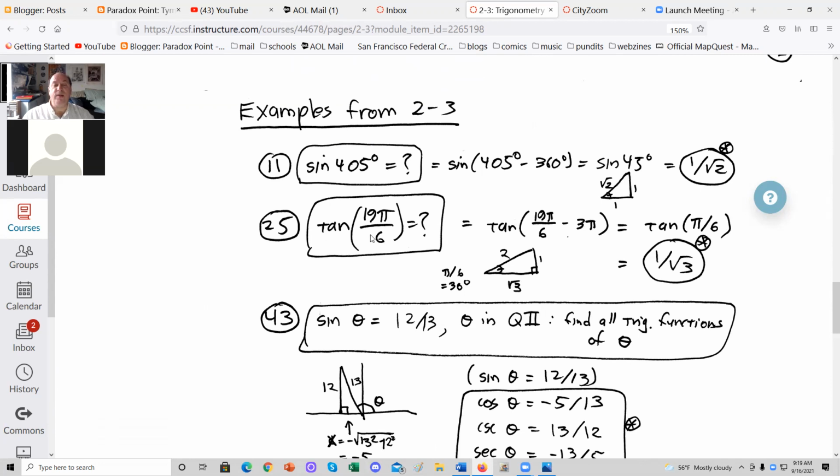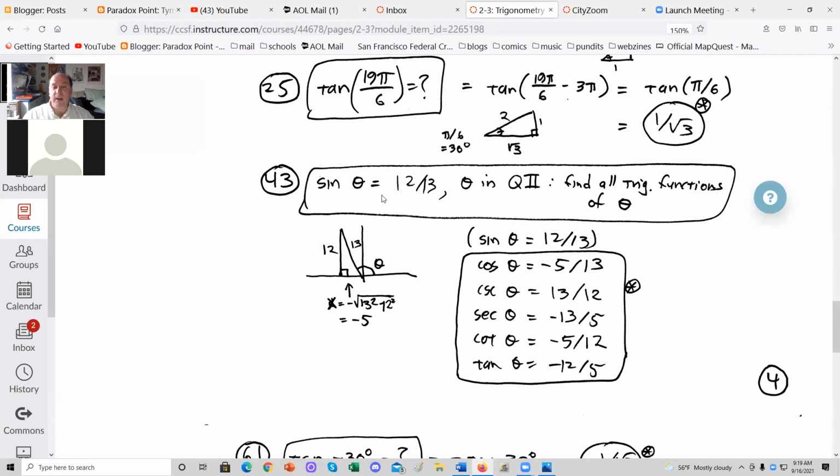Here's tangent of 19 pi over 6. What's that? Well, if you take 19 pi over 6 and subtract 3 pi, because tangent has period pi, it'll be the same tangent. And it turns out 19 pi over 6 minus 3 pi is pi over 6, which is to say 30 degrees. So if you look at the 30, 60, 90 triangle with sides 1, 2, and root 3, tangent is opposite over adjacent, 1 over root 3.